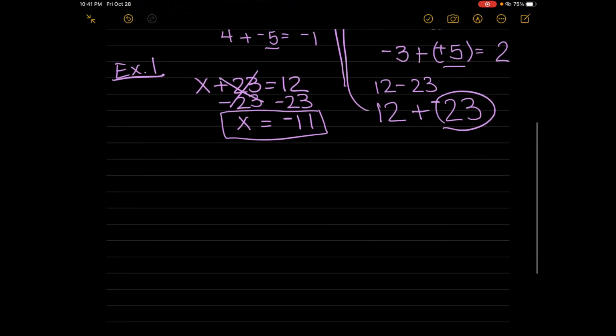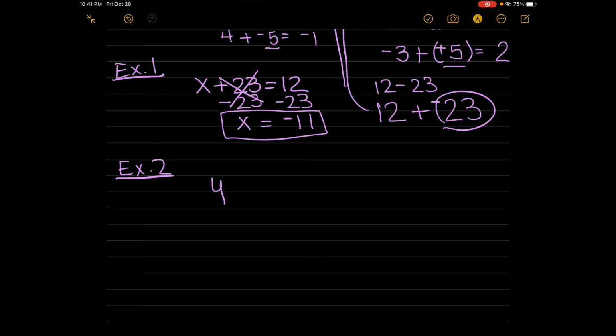Okay, let's do another one. Example 2. We only have 3 examples because we have already done this. We've already solved problems like this. We've already done integers, so now we're just putting those two together. So here's my example 2.